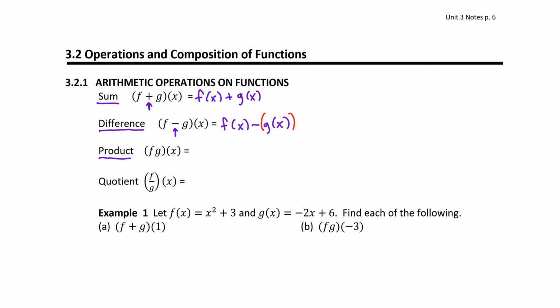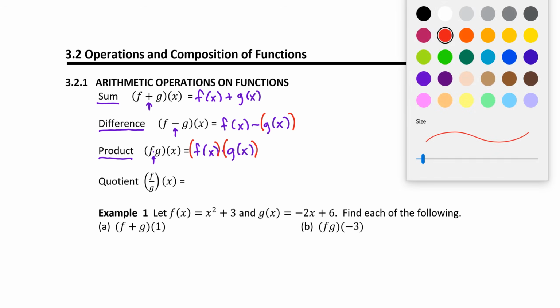The third operation we will study is the product, denoted f times g of x. We will evaluate this as f of x times g of x. And again, if either of your functions has more than one term, we will want to include both of those in a set of parentheses so we can correctly evaluate the order of operations.